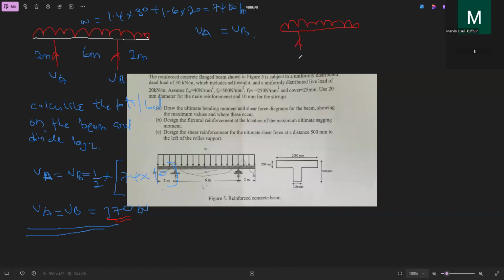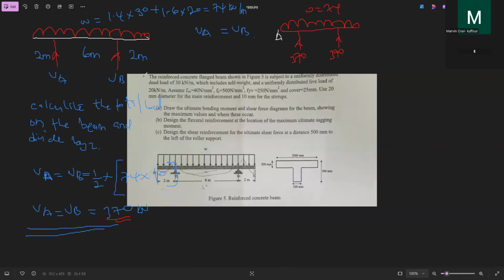So here is 370, 370, and then 74. Okay, so we are now going to take the moment. So we have to first label them.